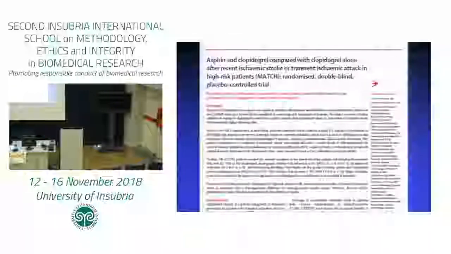Which kind of question is this? Therapeutic. And we have the PICOS inside it. So aspirin and clopidogrel intervention versus clopidogrel alone comparison, after recent ischemic stroke or transient ischemic attack in high-risk patients, randomized double-blind placebo-controlled trial. So we know also the study design here. So we do not have to read the abstract and the whole paper, but from the title we can say, oh, I will read it, or I will pass to the next paper.